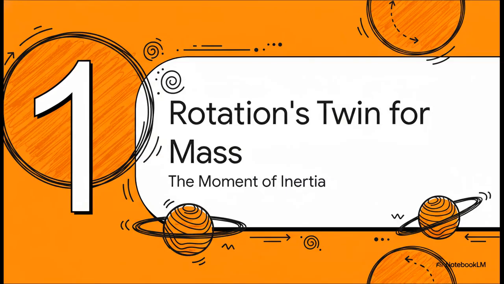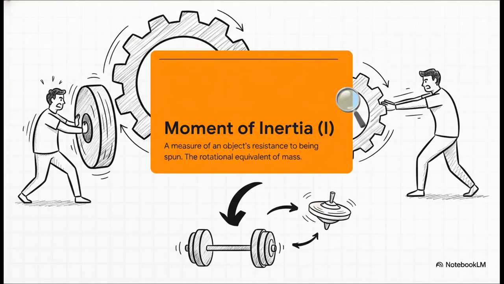We all kind of get mass, right? It's just how much stuff an object is made of and how much it resists being pushed. Well, it turns out rotation has its own version of that. It's called the moment of inertia, which we usually just write as the letter I. To put it simply, it's just an object's resistance to being spun. So if something has a high moment of inertia, it's really tough to get it spinning. And once it is spinning, it's really tough to stop.